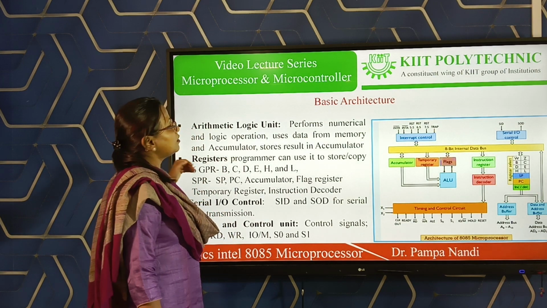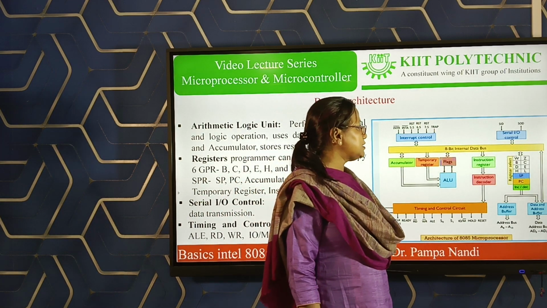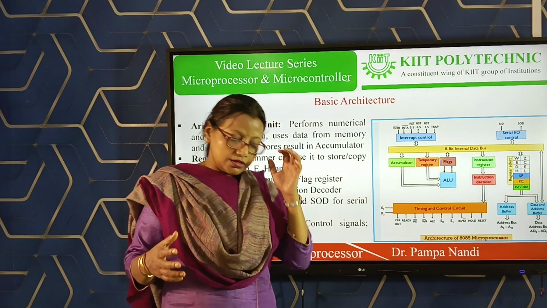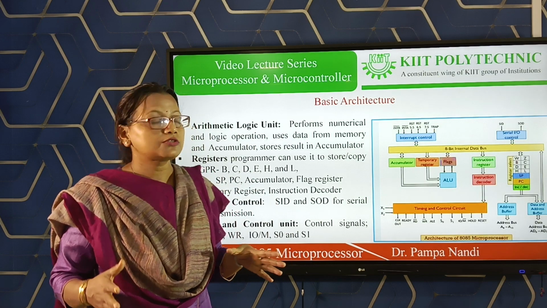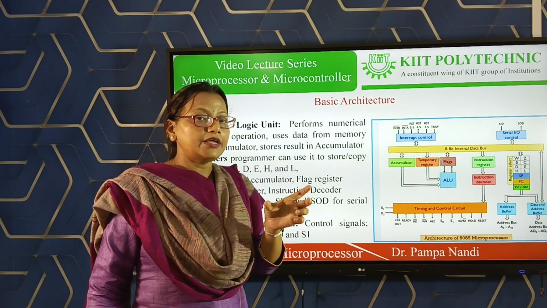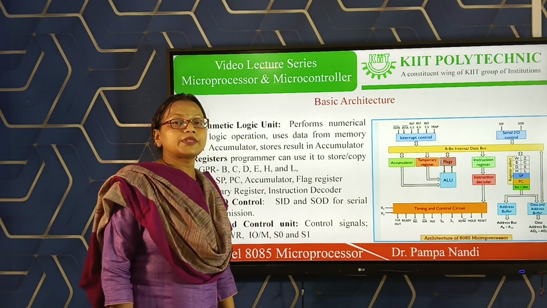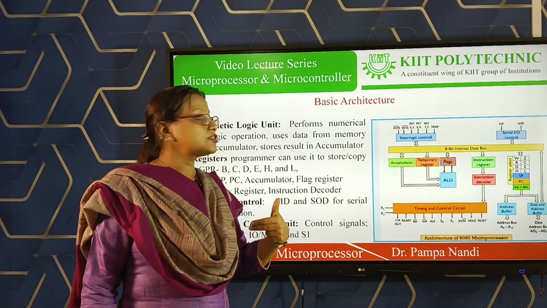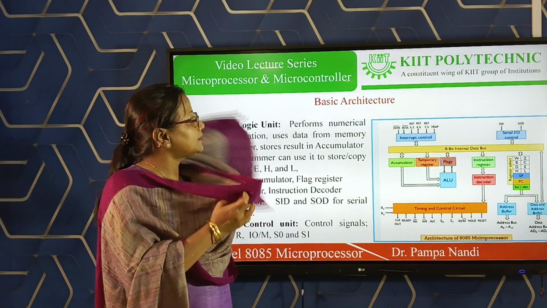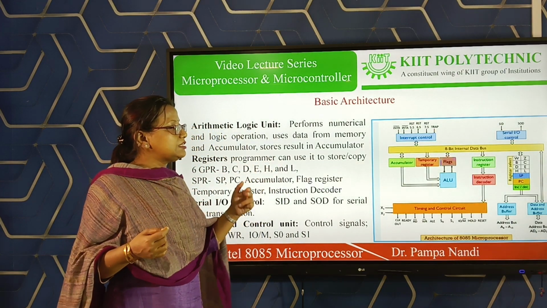Then the other unit is the register unit. You can see here we have mentioned B, C, D, E, H, L. Those are the registers. Register means what? A register is a group of flip flops, making a group of either 8 or 16. Here in 8085 there are two types of registers: the general purpose registers, which are accessible by the user, and the special purpose registers. The general purpose registers are B, C, D, E, H, L.